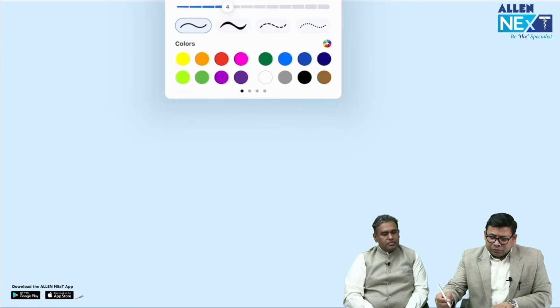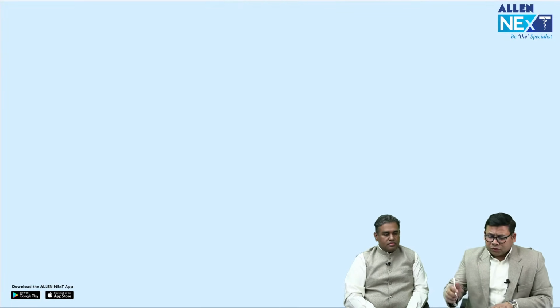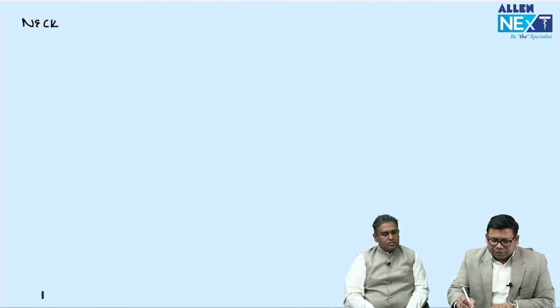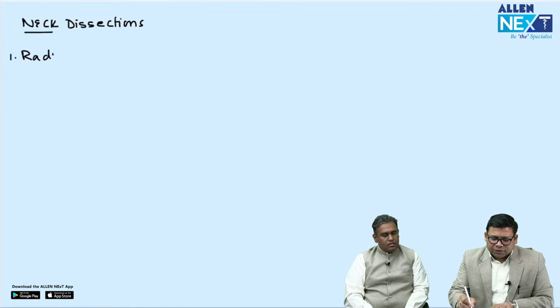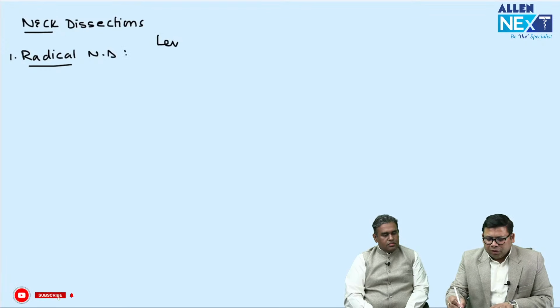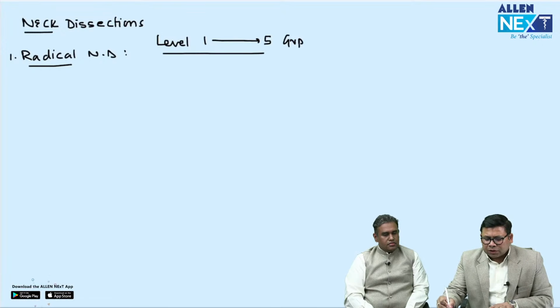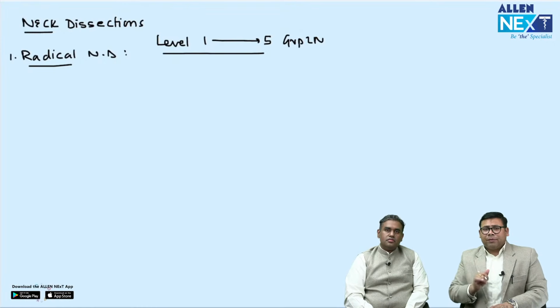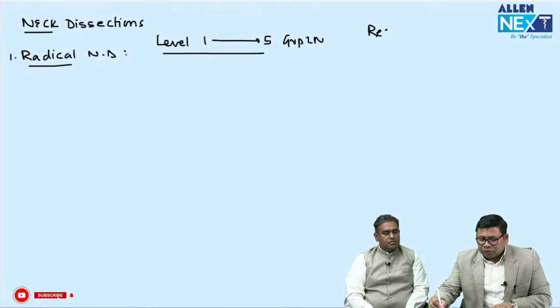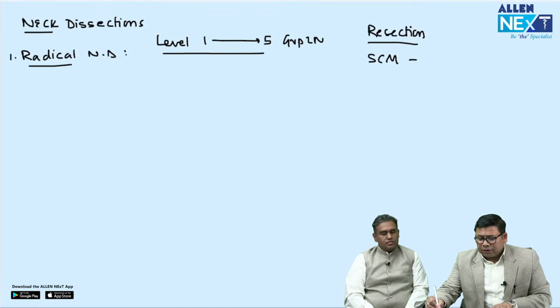So here I decided to discuss something about neck dissections. So students, what are the types of neck dissections that we have or that we can do? We have three classical types of neck dissections. The first was radical neck dissection. And what do you mean by radical neck dissection? Nothing but removal of level 1 to level 5. So you remove the level 1 to 5 groups of lymph nodes, and along with that, why is it radical? Let me tell you that there is resection of three important structures. What are they? The sternocleidomastoid muscle, along with that the internal jugular vein, and along with that the spinal accessory nerve.